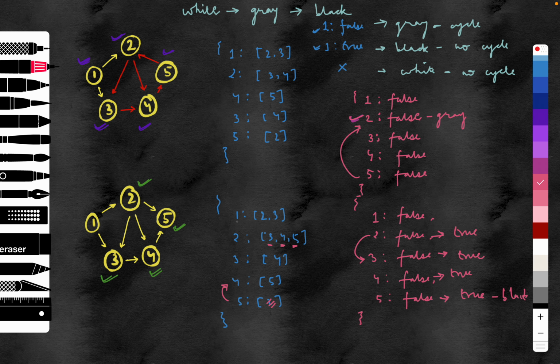Now we're done. From 1, we go to 2. 2 is a black node. So we don't return true, but we don't traverse it. And then we go to 3. 3 is also a black node. So we don't traverse it, but we don't return true, because we haven't detected a cycle. We actually hit a black node.